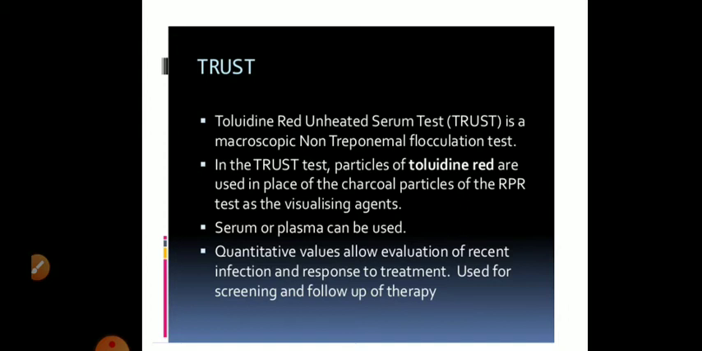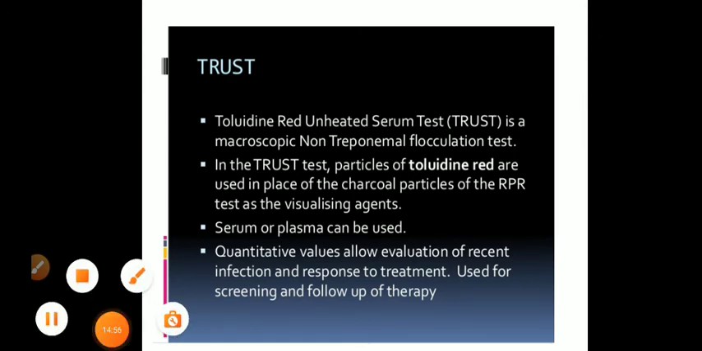So that is all about the VDRL test, which is used to detect syphilis. It's a rapid screening test for detection of syphilis. It's a non-specific test because we use a non-treponemal cardiolipin antigen.